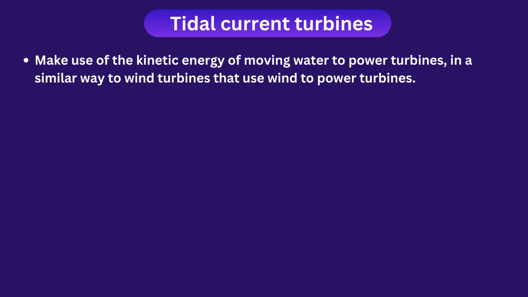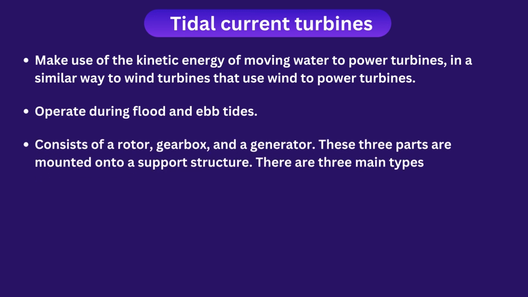They make use of kinetic energy of moving water to power turbines in a similar way to wind turbines that use the motion of wind to power turbines. They operate during flood and ebb tides. It consists of a rotor, gearbox and a generator, and these three parts are mounted onto a support structure. There are three main types: gravity structure, piled structure and floating structure.